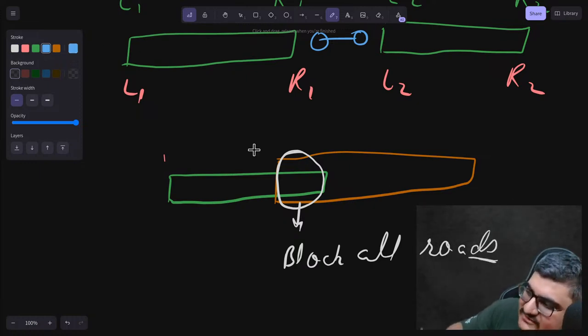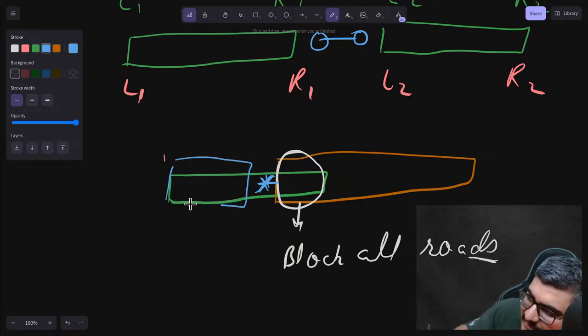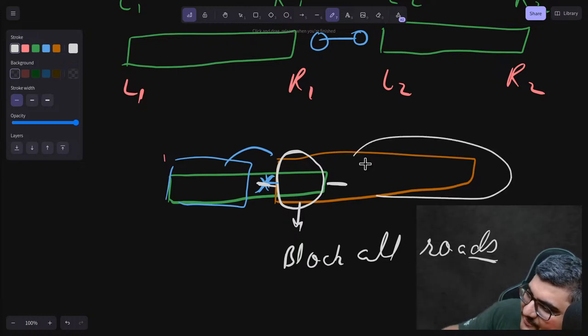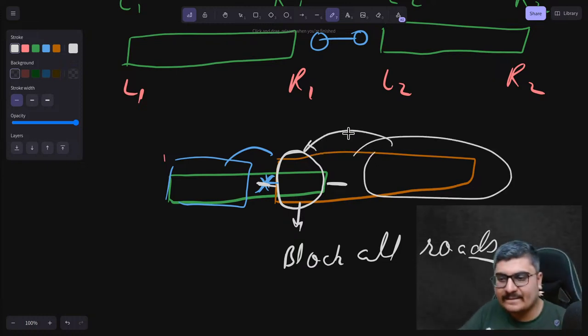And also notice that if we remove the first road from here, in case Alice is here, he would never be able to go past this road if the very first road here is blocked. Similarly, if the very first road here is also blocked, if Bob is in this area, he will never be able to come this side. And essentially, this was the solution.